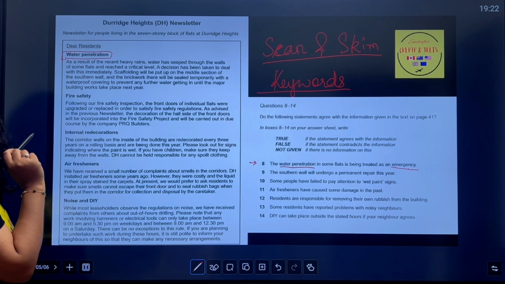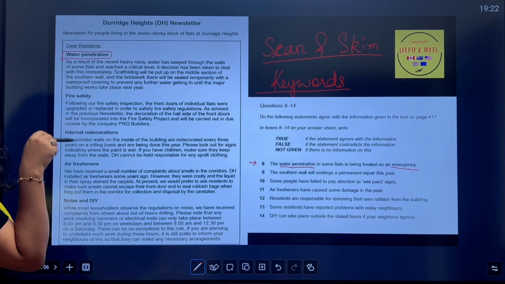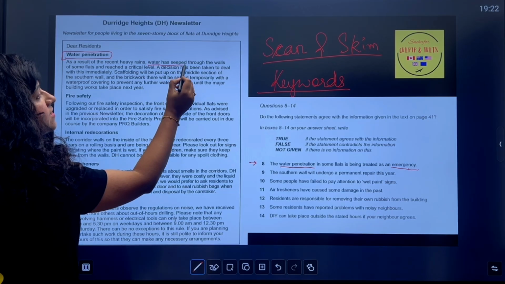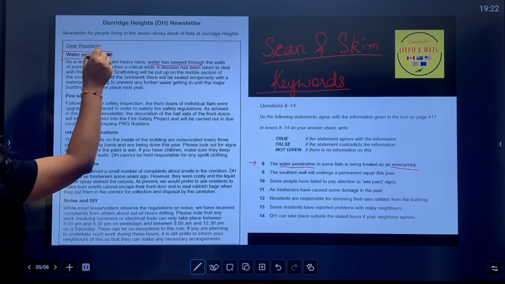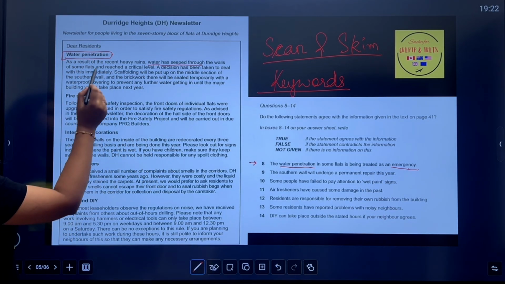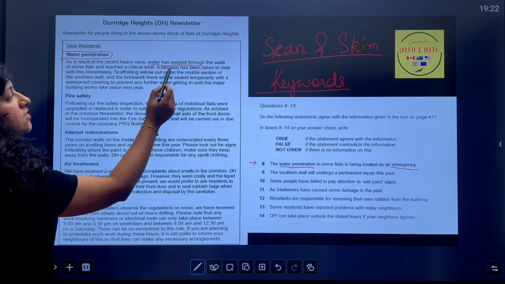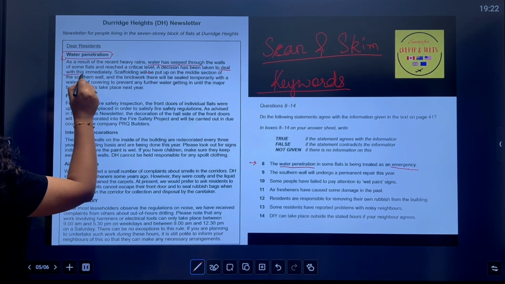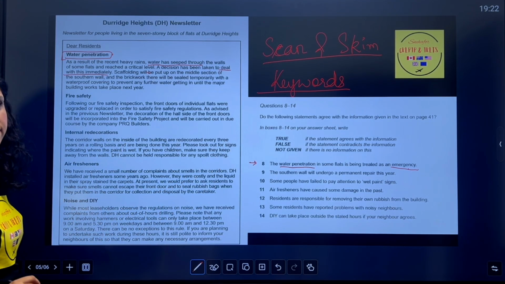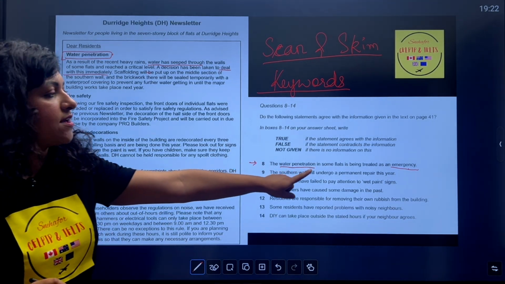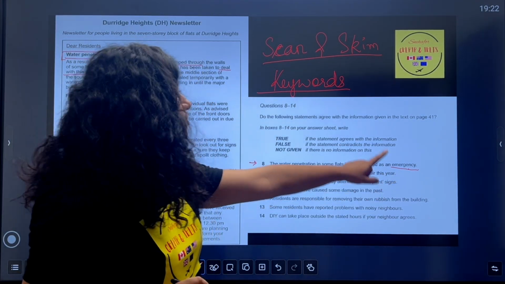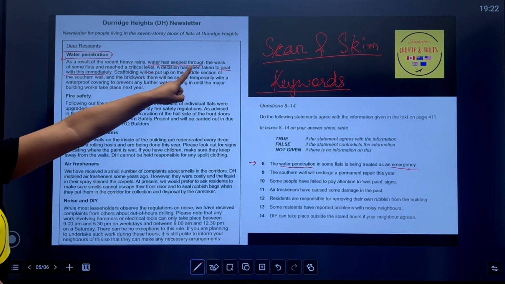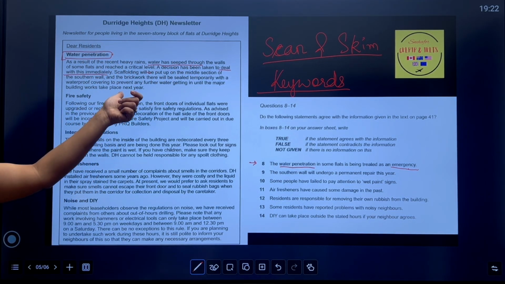Water penetration. Try to see synonyms, closely associated words. Water has seeped through. Water penetration. Reached a critical level. Decision has been taken to deal with this immediately. Emergency. Water penetration in some flats is being treated as emergency. Water has seeped through. Decision has been taken to deal with this immediately.